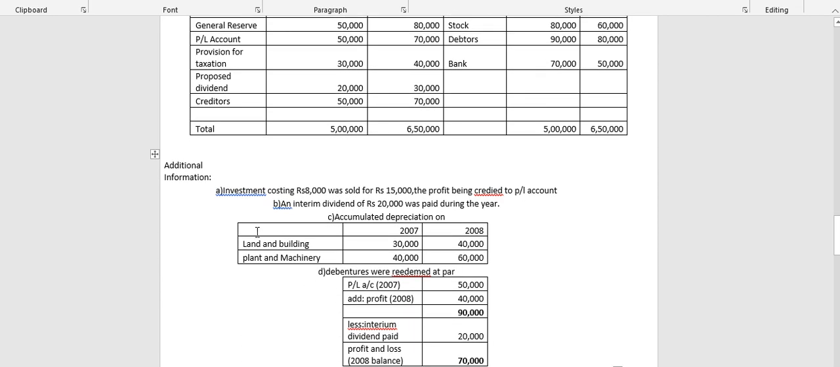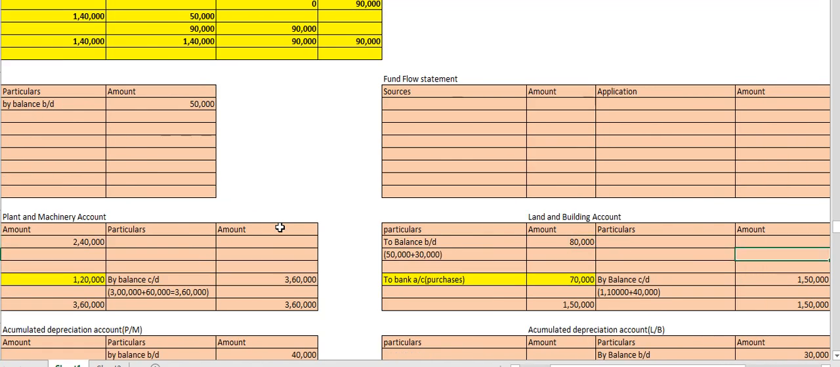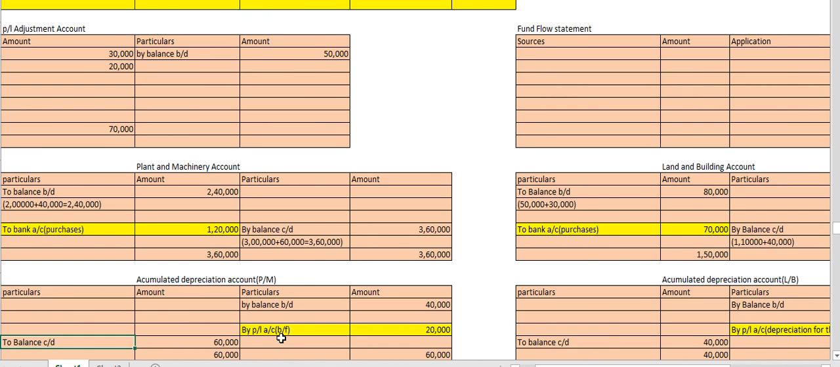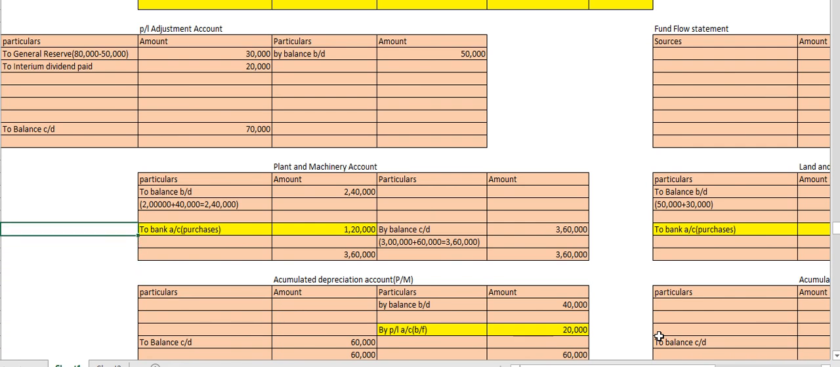So this accumulated depreciation, we have created the ledger account. So we'll look into the ledgers and we'll take the respective amounts. When we're coming back to the ledgers, we have the depreciation amount. So the depreciation amount for the current year is, to accumulated depreciation on plant and machinery 20,000, to accumulated depreciation on land and building 10,000. So the corresponding entry will be placed in your profit and loss adjustment account.